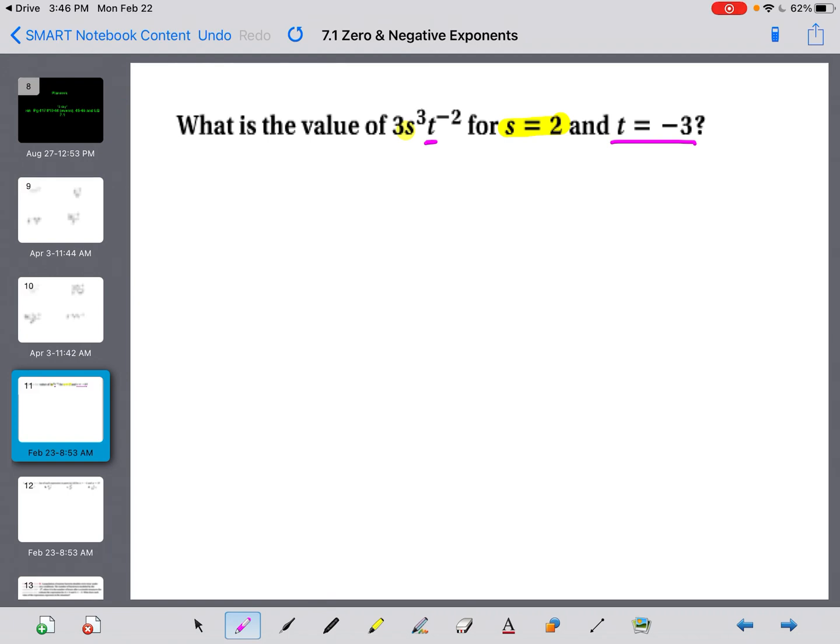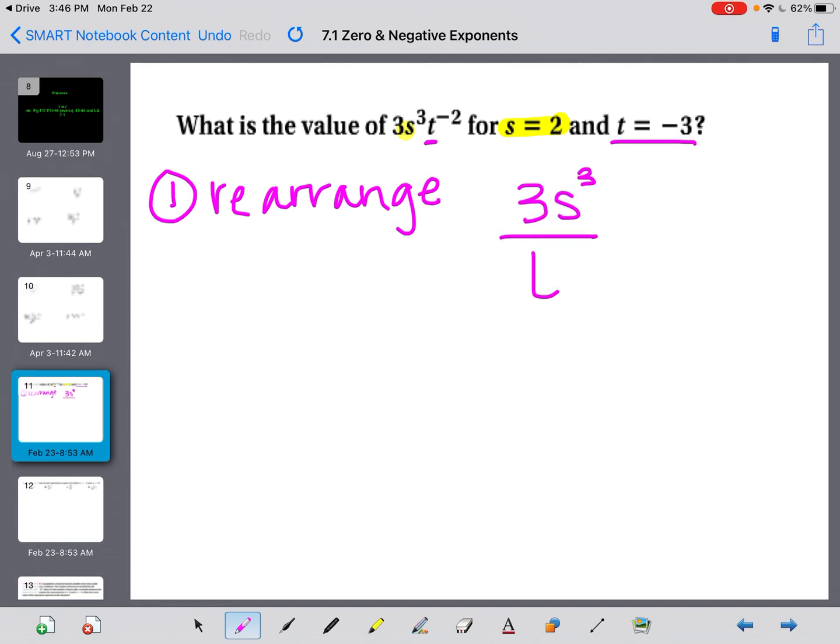All right, so remember that it's easiest to tell where things go if you put substituted numbers in parentheses. The first thing I want to do, however, is rearrange. Okay, I know that I have some negative exponents that need to move elsewhere. So I'm going to keep my 3s to the third on the top, but that t to the second should go on the bottom. Second thing I'm going to do is substitute.